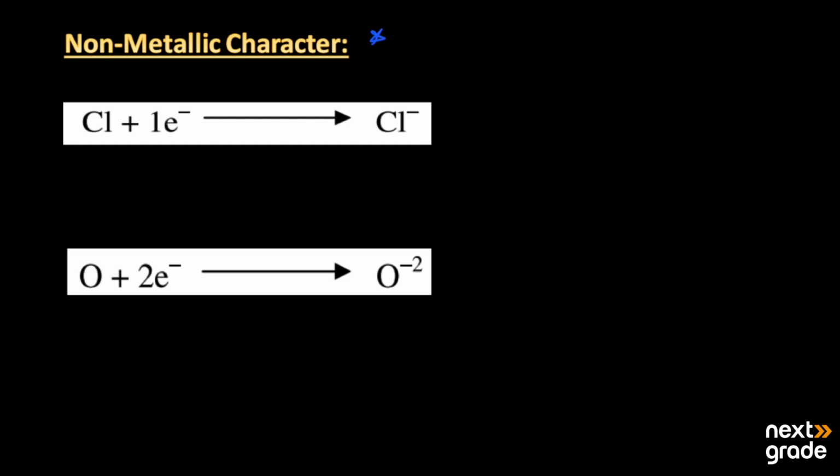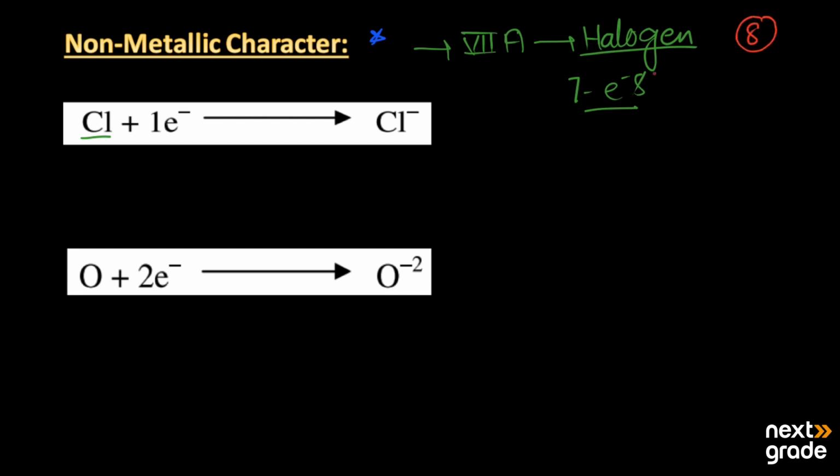This is the character of non-metals to gain electrons. Here we have an example: chlorine belongs to group 7A and is known as a halogen. As a halogen, it contains 7 electrons in its valence shell. The noble gas electronic configuration needs 8 electrons. To get this stability, it gains 1 electron, changes into an anion, and carries a negative charge. By gaining 1 electron, it carries the charge of chlorine minus 1.